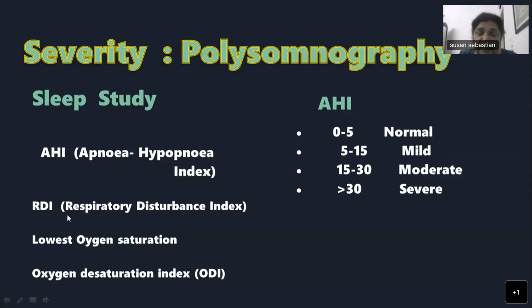The other one which we commonly see is the respiratory disturbance index, which includes other events that happen during sleep, which do not measure up to apnea or hypopnea, but there is a disturbance of sleep. Then the lowest level of oxygen saturation is also to be taken into account. As you all know, SpO2 below 90% is considered abnormal. So if it falls below that, we have to look into that.